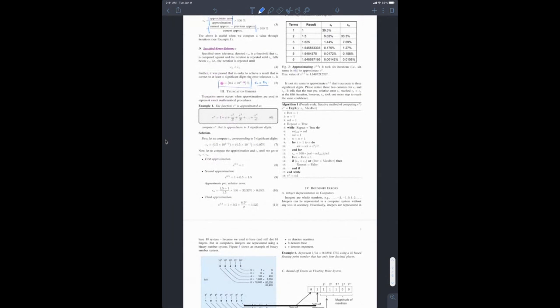So approximation, truncation, and round off error. Did I give an example for approximation error? Well, it looks like I did. For approximation error, I gave this example of computing velocity. We approximate it. We have many approximations there.